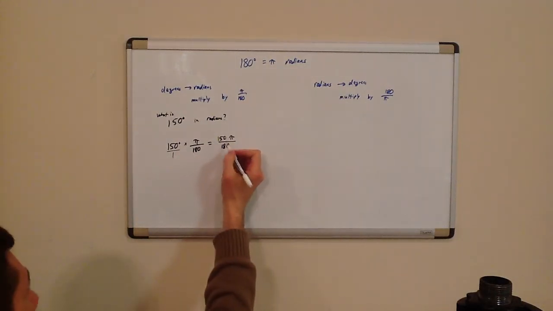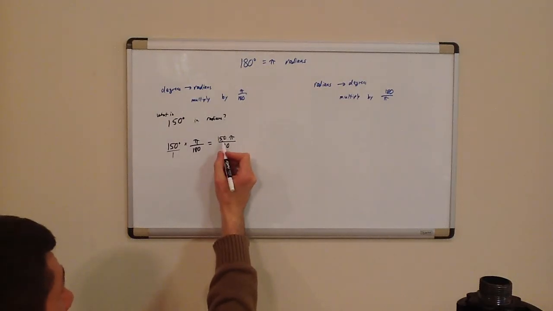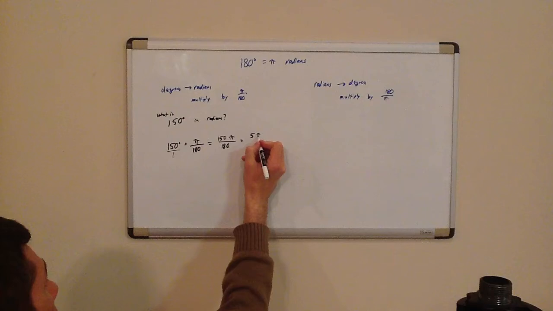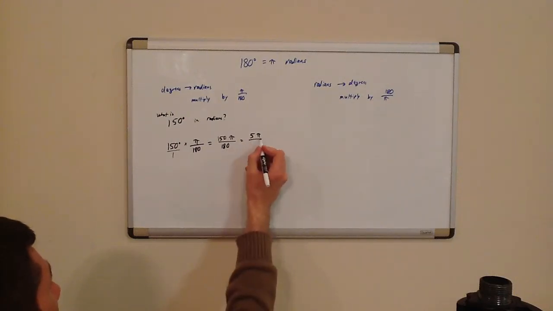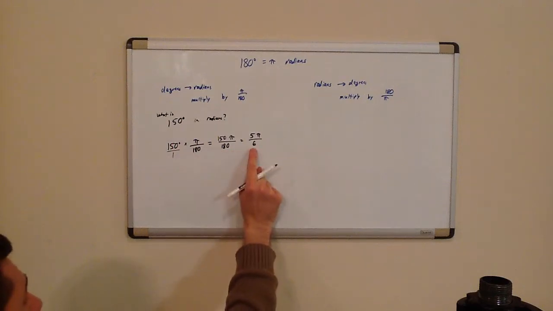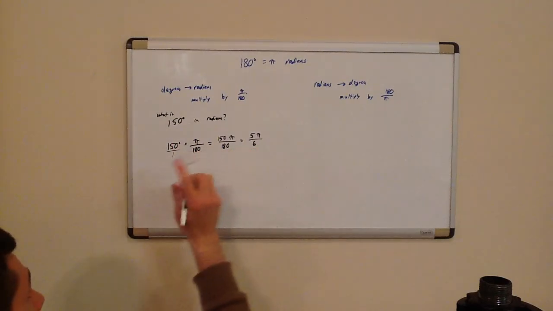150 divided by 180. Let's reduce this fraction. Let's see. 30 goes into that 5 times. 30 goes into 180 6 times. 150 degrees is this many radians. Let's do another one.